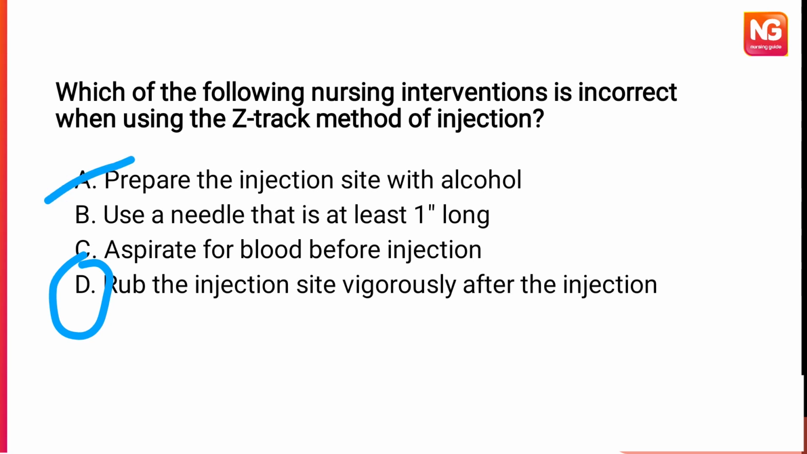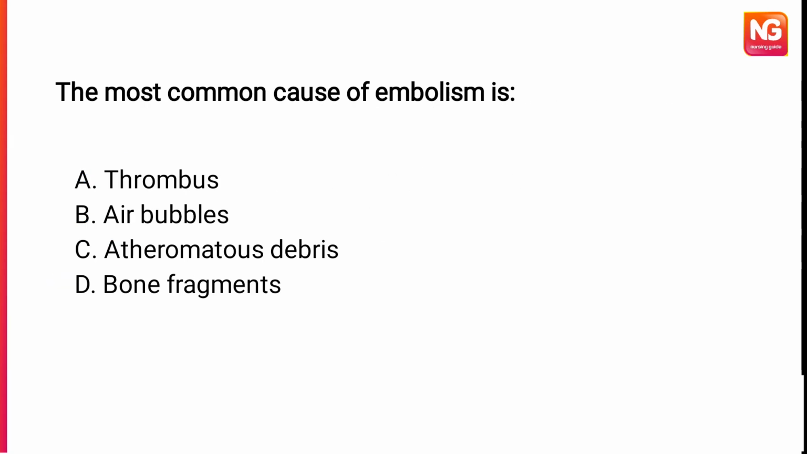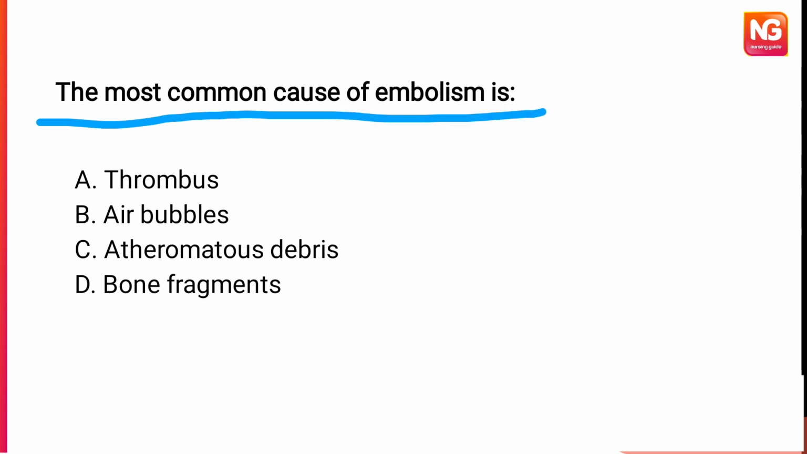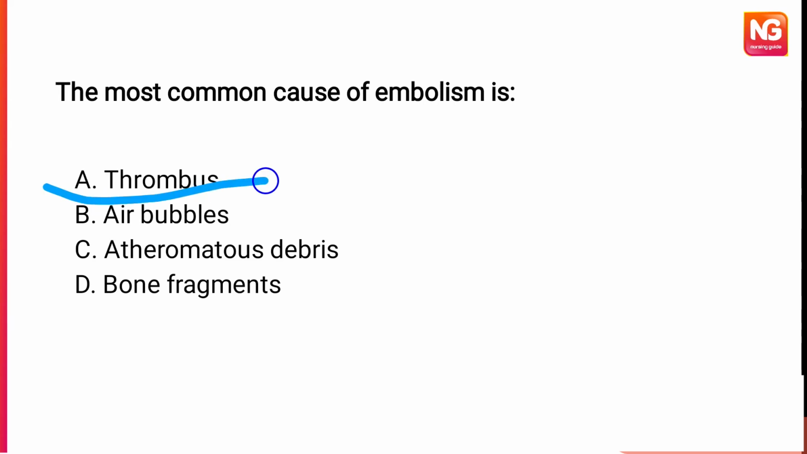Prepare the injection site with alcohol, use a needle that is at least 1 inch long, and aspirate for blood before injection. These are the appropriate steps for the Z-track injection method. Next, the most common cause of embolism is option A thrombus, option B air bubbles, option C atheromatous debris, option D bone marrow fragment. The correct answer is option A, thrombus. The most common cause of embolism is thrombus.